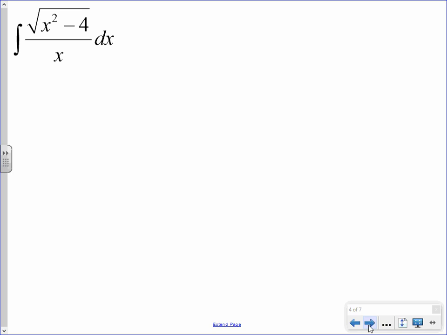We have x squared minus 4 under our radical. Are we substituting with sine, tangent, or secant? Secant. So since this is x squared minus 2 squared, we're going to let x equal 2 secant theta. So what is dx?